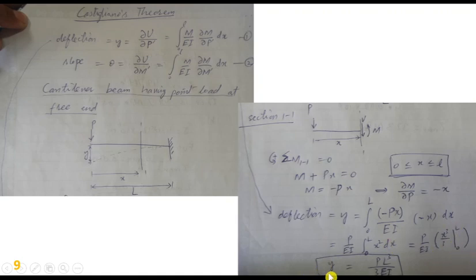So overall value, deflection at free end will be equal to PL cube over 3EI, that we have derived from another method. So same result from here. So this is another example. Find the deflection and slope of simply supported beam carrying UDL by Castigliano theorem. Just Castigliano theorem.